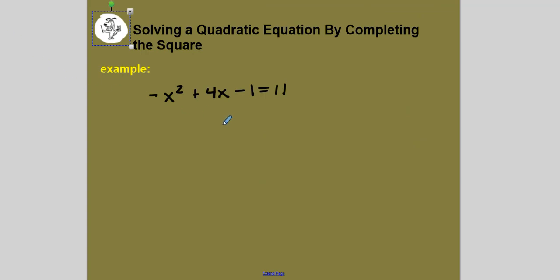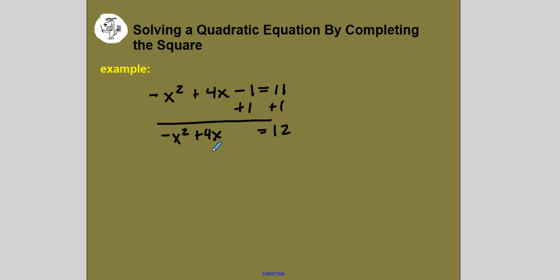All right, let's look at another example. I don't want a negative sign here, so there's a bunch of ways you could do it. But what I'm going to do is first add that 1 to both sides, get rid of that, get it over on the right side. So I have -x squared plus 4x equals 12.